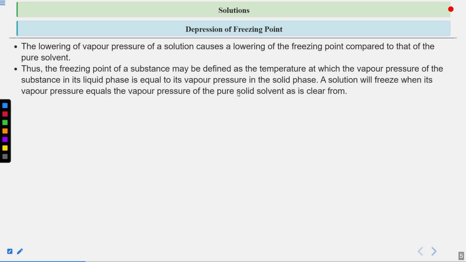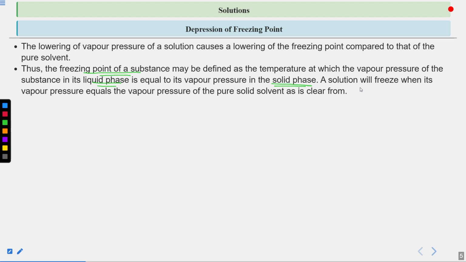If I try to define the freezing point of a substance again, it is defined as the temperature where the vapor pressure of the liquid phase is equal to the vapor pressure of the solid phase. What was the definition of the boiling point? It is that temperature at which the vapor pressure of the liquid phase is equal to the atmospheric pressure. But here, it is the vapor pressure of the liquid phase equal to the vapor pressure of the solid phase.